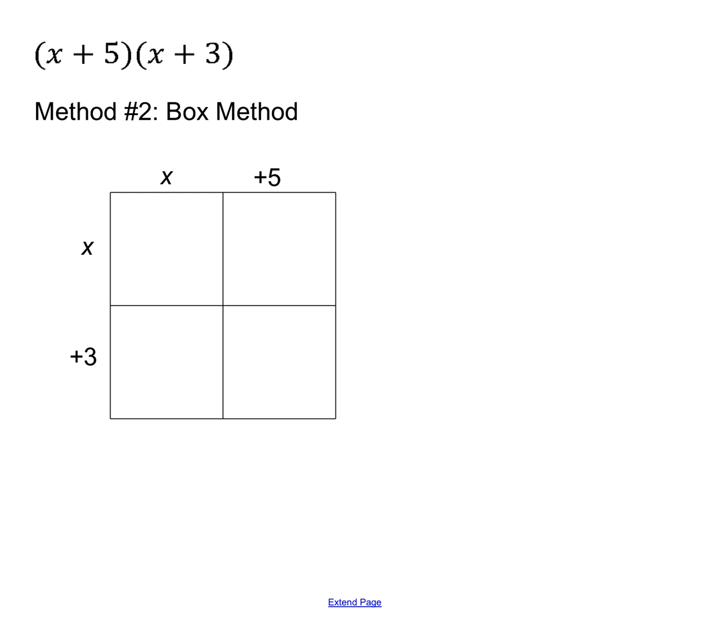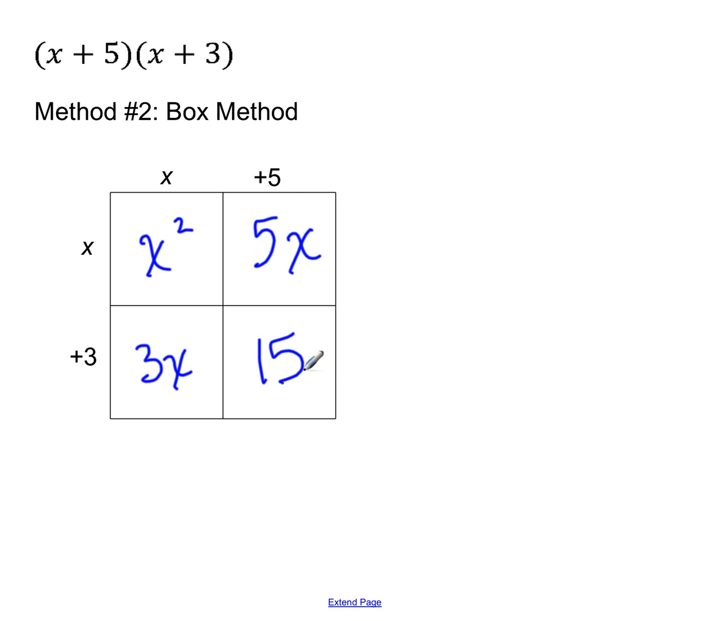Box method, same problem. I set up x plus 5 along the top, I set up x plus 3 along the side. These are interchangeable because multiplication has the commutative property. Now, I multiply to find the area of this square right here. Well, the top length is x, the side length is x, so x times x is x squared. I multiply this 5 by x and I get 5x. I multiply this x by this 3 and I get 3x, and I multiply this 3 by this 5 and I get 15.